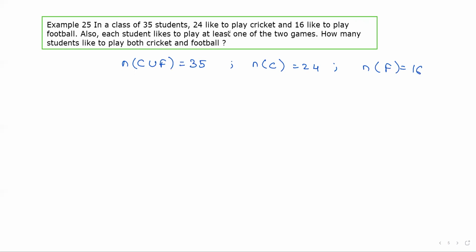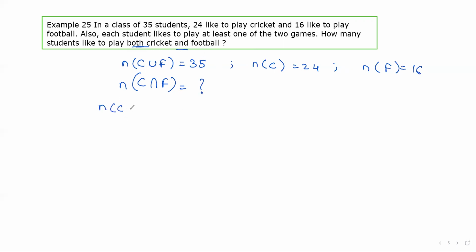Also, each student likes to play at least one of the two games. This is another clarification that all the students given are partaking in either of the two sports, which means C union F is equal to 35. How many students like to play both? Whenever you have the word both, that is, and, then you are dealing with C intersection F. The intersection value is supposed to be calculated over here.